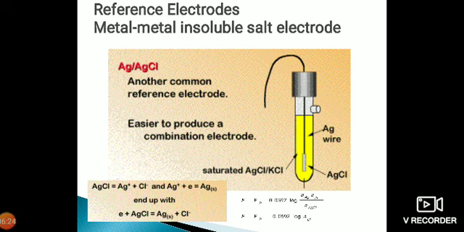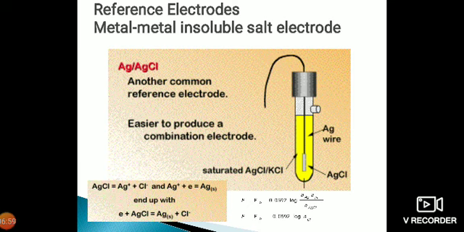The electrodes of this type consist of a metal M in contact with an insoluble salt of the metal, MX, and a solution containing the anion of the salt, X minus. An example of this metal-insoluble salt electrode is silver, silver chloride, Cl minus. The reaction we can write is AgCl giving rise to Ag plus Cl minus, and Ag plus an electron giving rise to Ag.